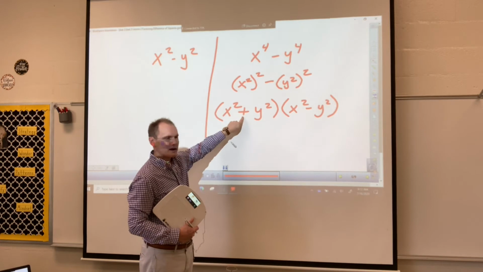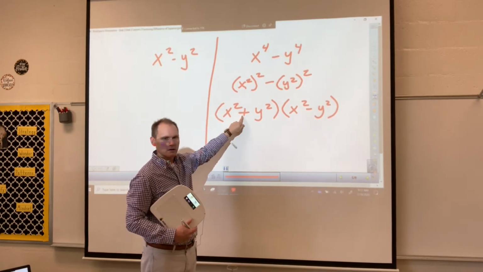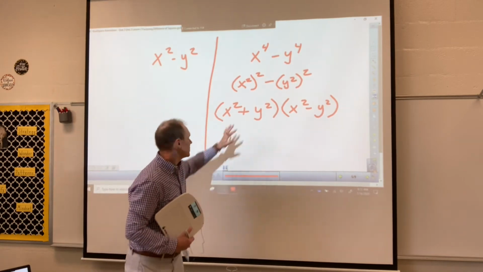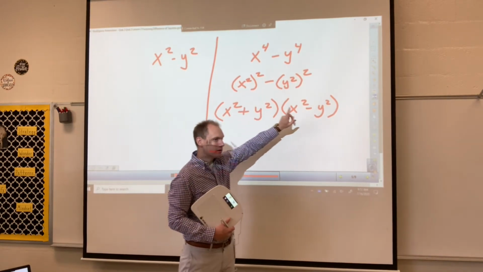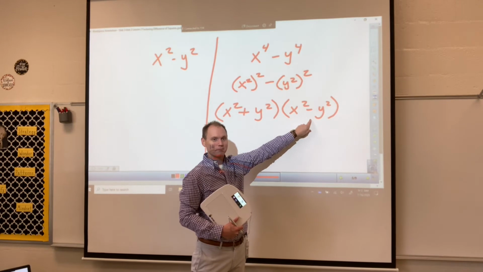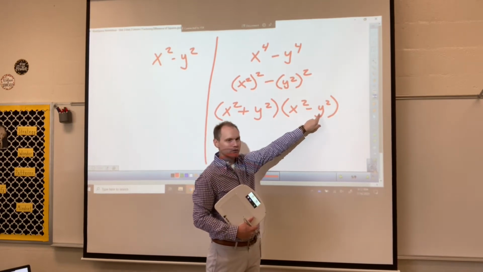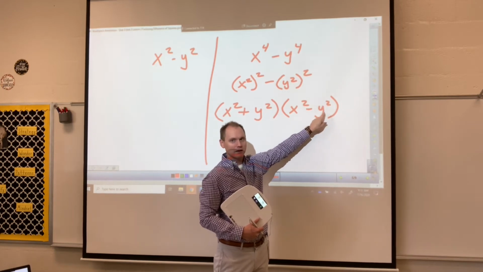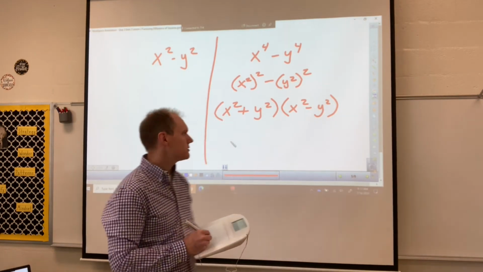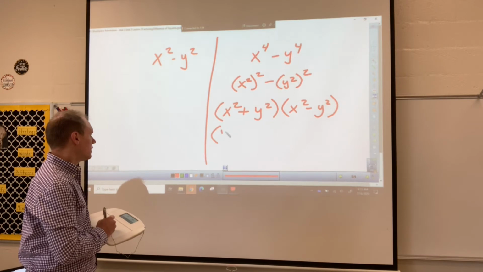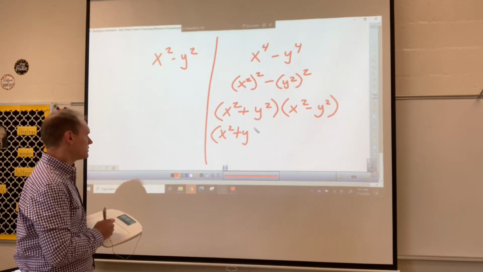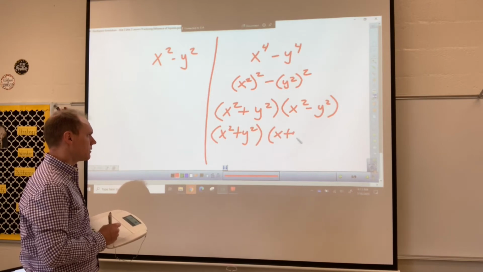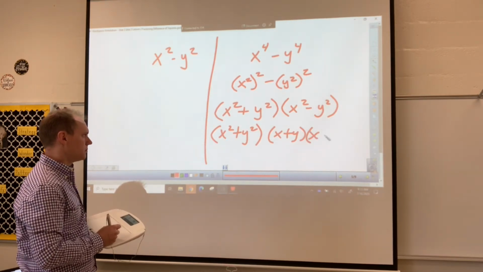Okay? We cannot factor the sum of two squares, right? The title of this lesson is difference of two squares. We can only factor the difference of two squares. So we cannot factor this one further. However, we can factor this one further. What does x squared minus y squared factor to? Yeah, x plus y, x minus y. So we can actually factor this further into x squared plus y squared, that stays the same, times this one factors into x plus y times x minus y.